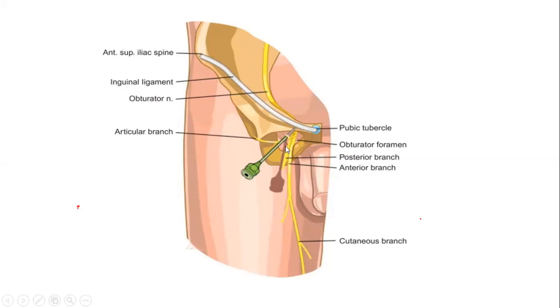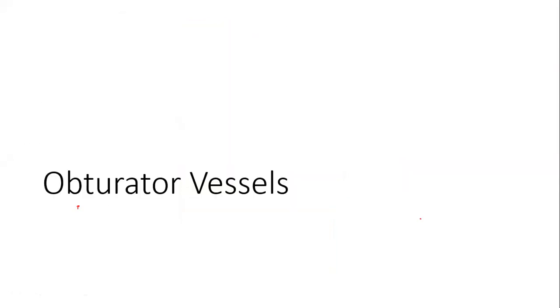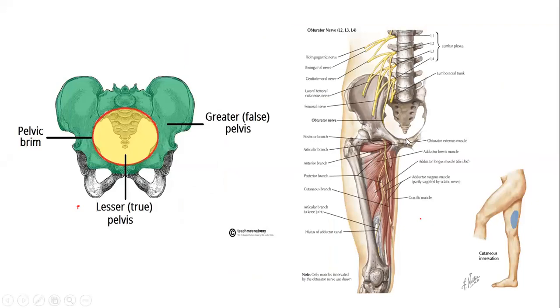So after leaving the obturator foramen, exiting the pelvic cavity, it enters the thigh and soon divides into two branches. This one is the anterior branch and this one is the posterior branch. This was all about the course of the obturator nerve. What about branches of the obturator nerve?